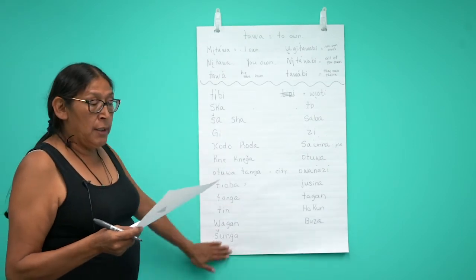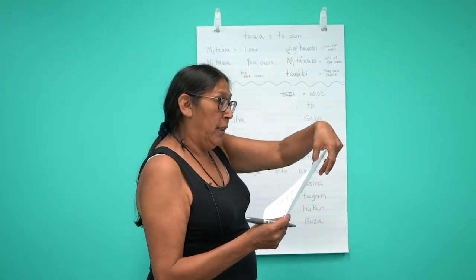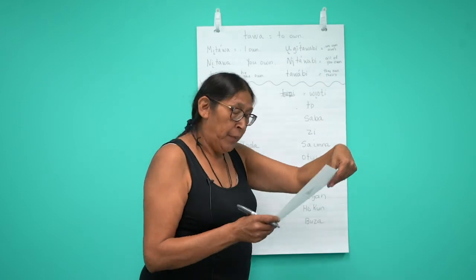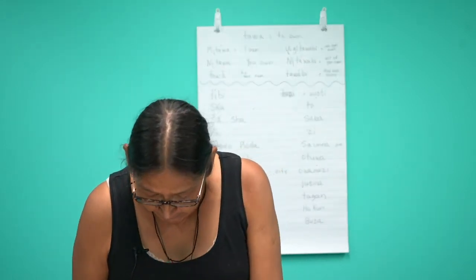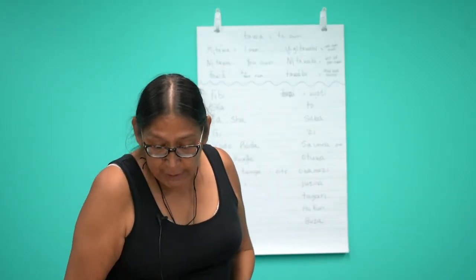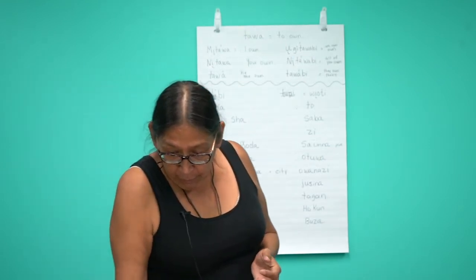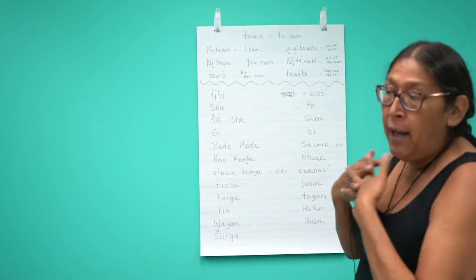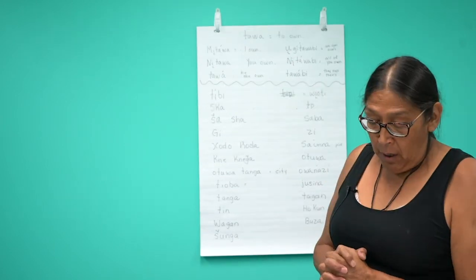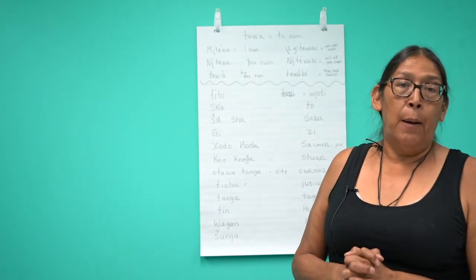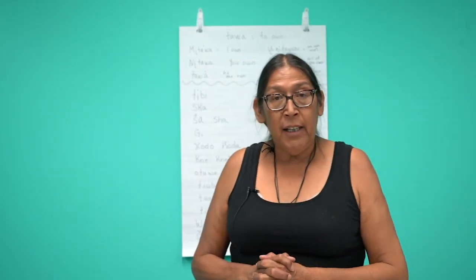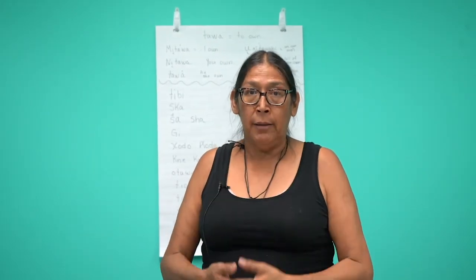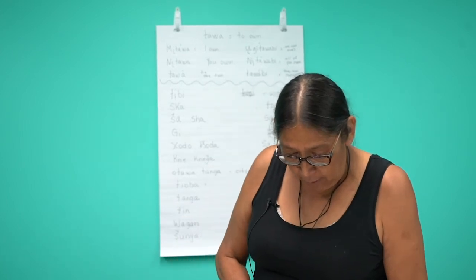Those are all the words, your vocabulary list for lesson two. Now, they've also got some little phrases here. I'm going to say them just so that you can hear the words, because the first one is, I have a white house. Tibi ska mnuha. I have a white house.